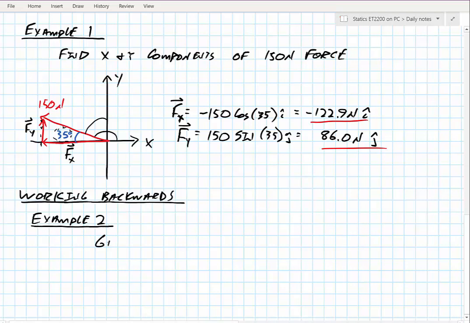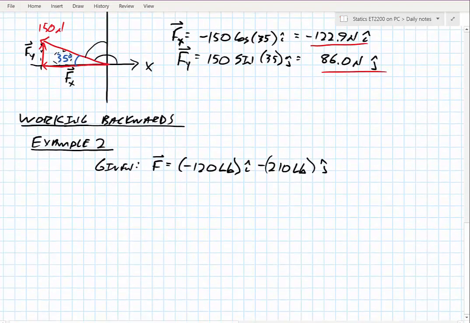Let's say that we are given a vector, and in this case we're given that some vector F has the components of minus 120 pounds in the i hat direction, minus 210 pounds in the j hat direction. If I were to draw it out, I should put what I'm going to find too. Let's go ahead and find the magnitude and the direction of the force.